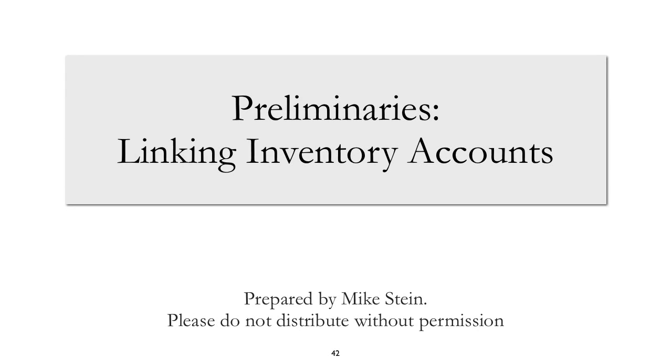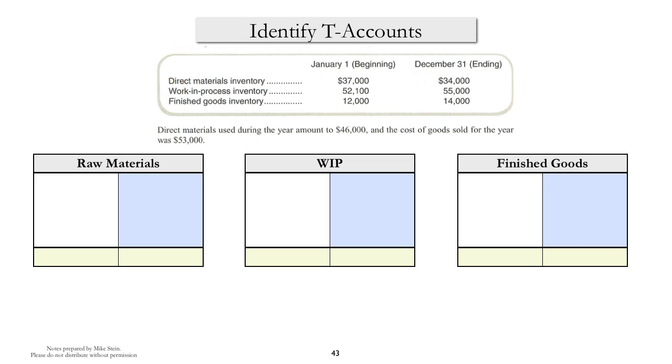In this screencast, we're going to look at how the inventories link together. We have an example in which we're given information on the beginning and ending inventories for raw materials, work in process, and finished goods. We're also given some additional information, and the question is, can we fill out the T accounts for these inventory accounts?